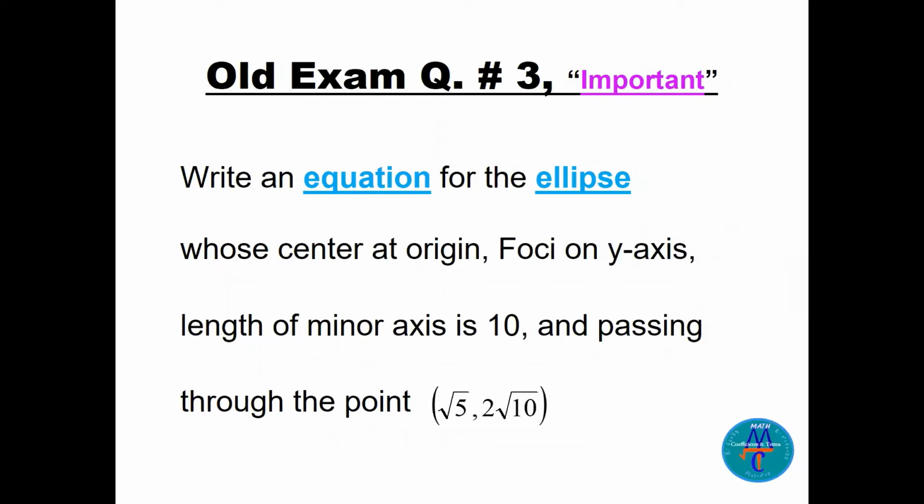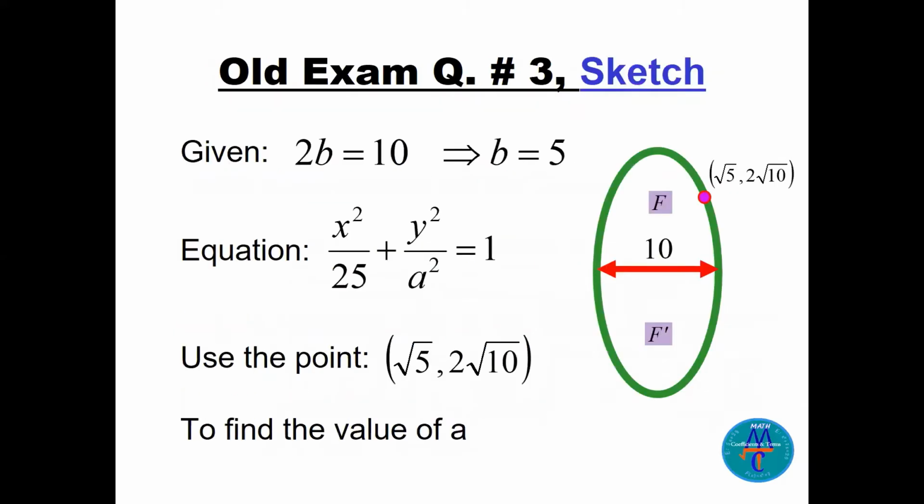Question number 3, write the equation of the ellipse whose center is at the origin, foci on the y-axis, length of minor axis is 10, and passing through the point square root of 5, 2 square root of 10. Make a little sketch here. We know the minor axis is 2b, so that's 10, so b will be 5. So the equation becomes x squared over 25 plus y squared over a squared is equal to 1.